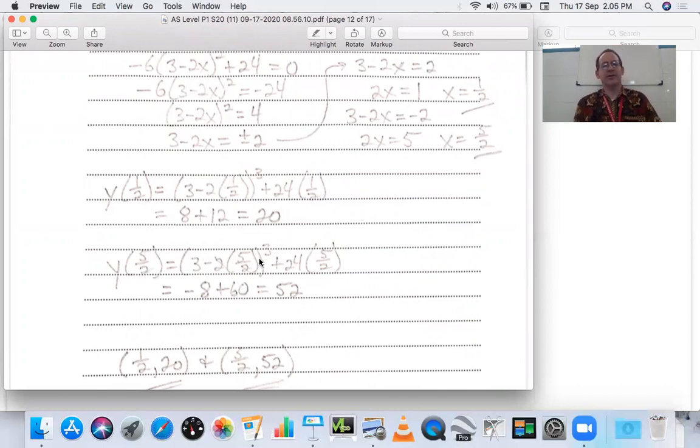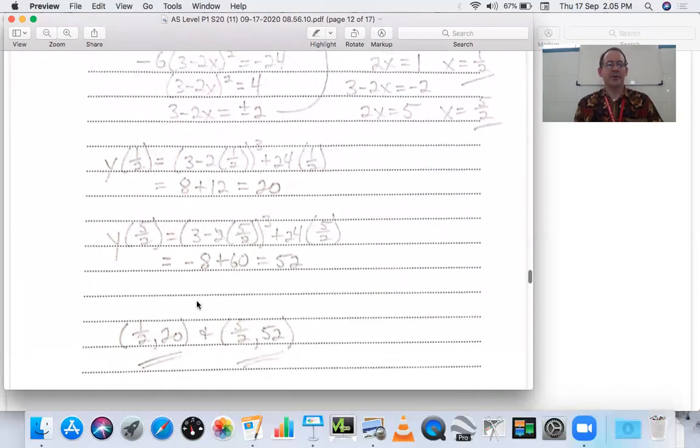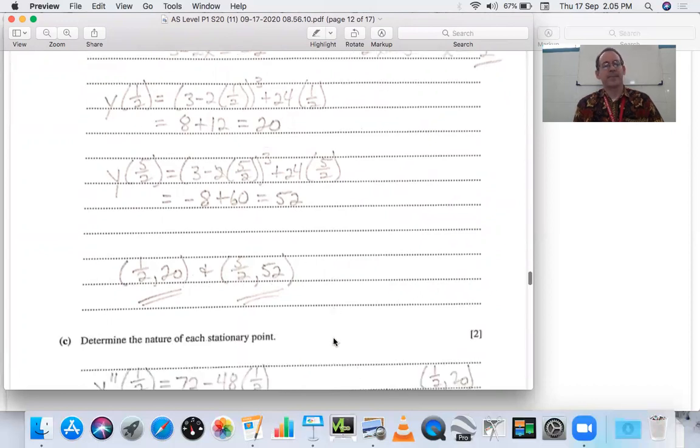5/2 for your x value. You work that out and you should get a 52. So here you just have to pay attention to your order of operations and calculate correctly on your calculator. So here are our two sets of coordinates, (1/2, 20) and (5/2, 52).